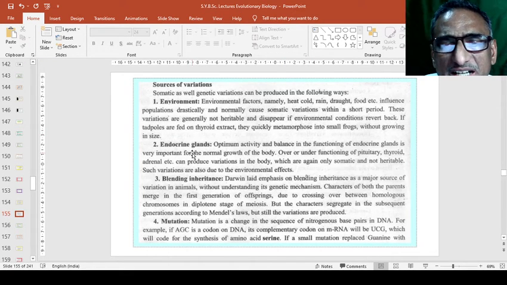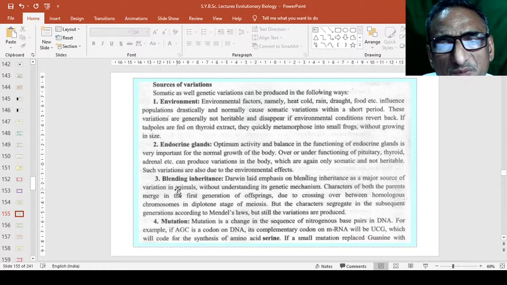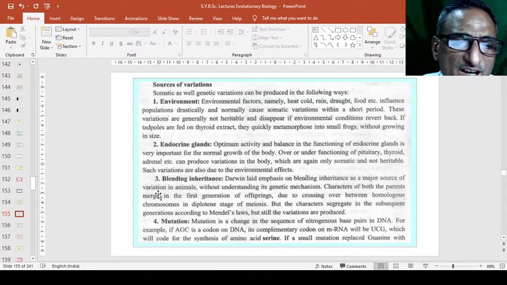Second, endocrine glands. Variation in the endocrine glands is very important, and their functioning, like pituitary, adrenal, etc., produces variations as per the changes in the somatic cells. Third, blending inheritance. Darwin laid emphasis on blending inheritance as a major source of variation in animals. In that, the characters segregate in subsequent generations as per Mendel's law, and the changes occur.